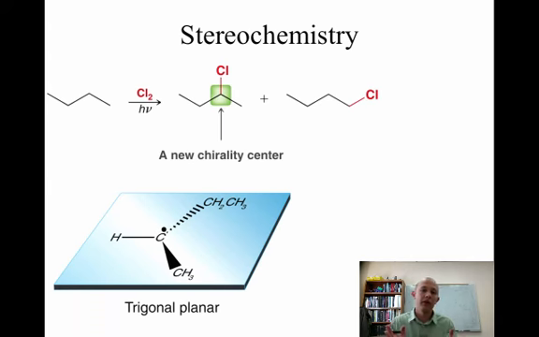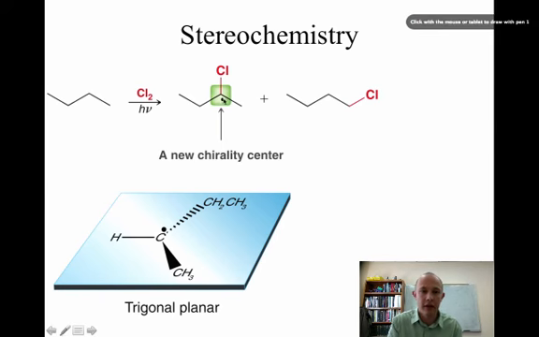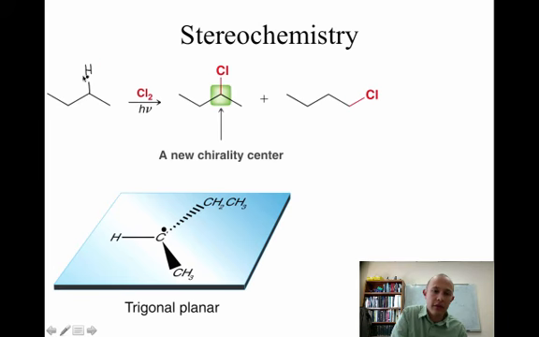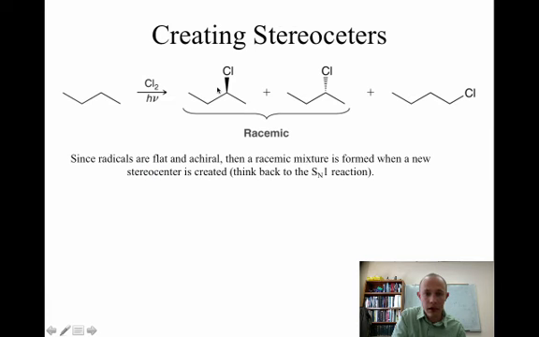Okay, so last thing I want to talk about is stereochemistry, and we have to go back to radical structure. Remember, we said radicals are flat, just like carbocations. So think back to the SN1 reaction. If you have a flat intermediate, that flat intermediate can undergo reaction from either face at equal rates. So if we're forming a new stereocenter, like we are if we abstract this CH bond and replace it with a chlorine, that's a new stereocenter. This is not. So we should get a racemic mixture here, as we'll see on the next slide.